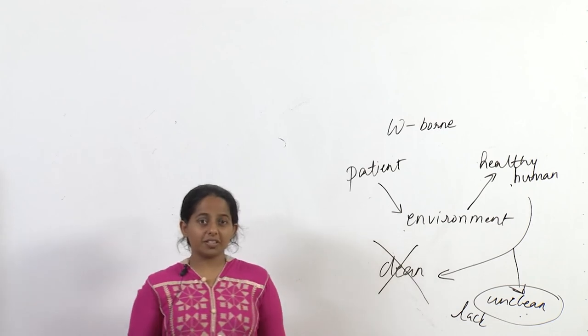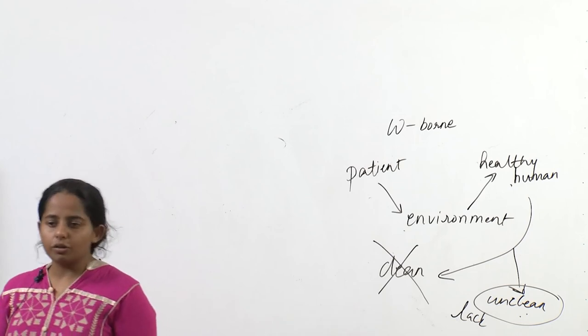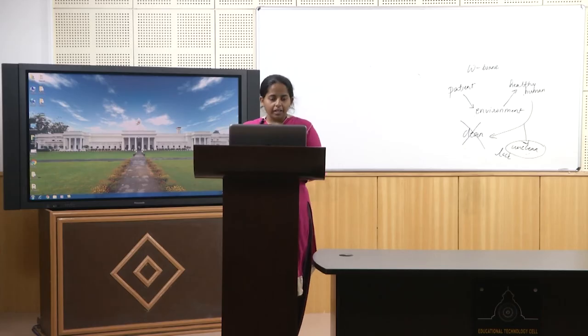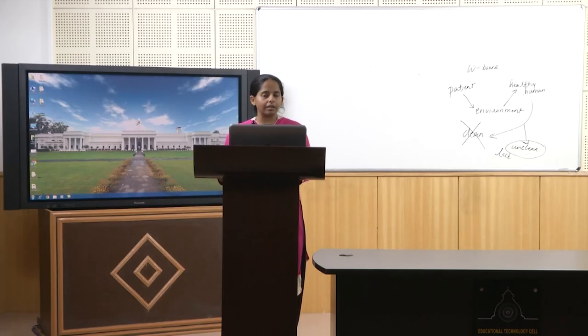because when we talk about individual diseases, I'll give you an example. The next kind of disease we have is water-based disease. So let's take a look at water-based disease. In water-based disease, the water will give a home, a habitat for a part of the organism, a life portion of the pathogenic organism, to survive, and then a human being can be transmitted the disease through contact with water. So, for example, schistosomiasis and many other internal parasites live a particular portion of their life in the aquatic system.